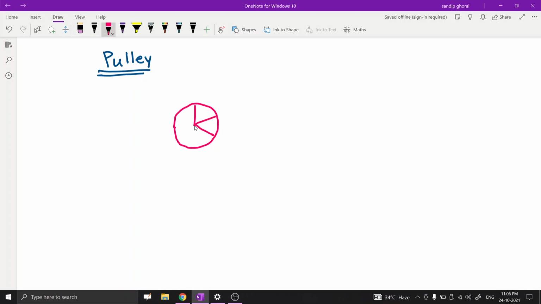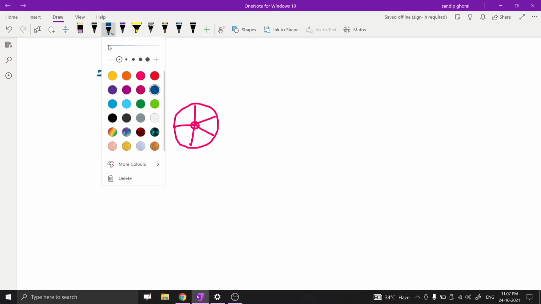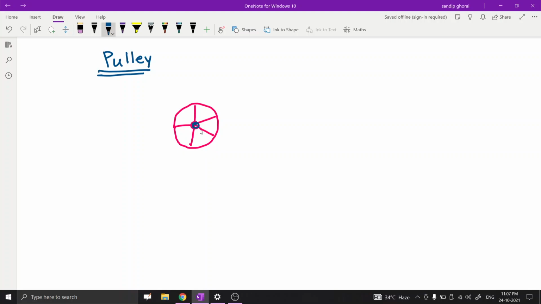In this image of the pulley, it rotates around a fixed point passing through its center. This point is known as the center of the pulley, and about the center of the pulley, it can rotate. A pulley is made up of a flat circular disc of metal or wood having a groove along its rim.